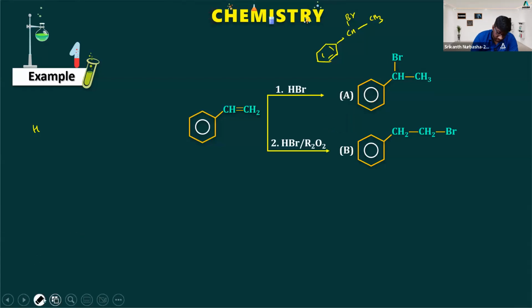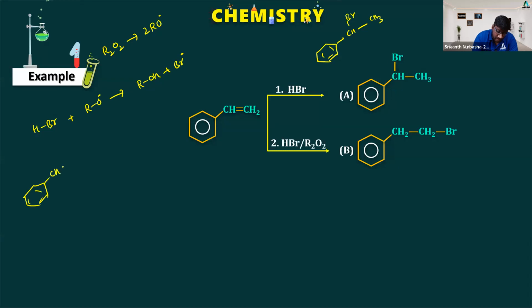You think on this question. HBr treated with R2O2. R2O2 initially forms what? 2RO dot. HBr treated with RO dot will form ROH and Br dot. That Br dot is now going to react with the CH double bond CH2. If a Br dot reacts with this, it will form what type of free radical? CH dot CH2Br, yes or no?